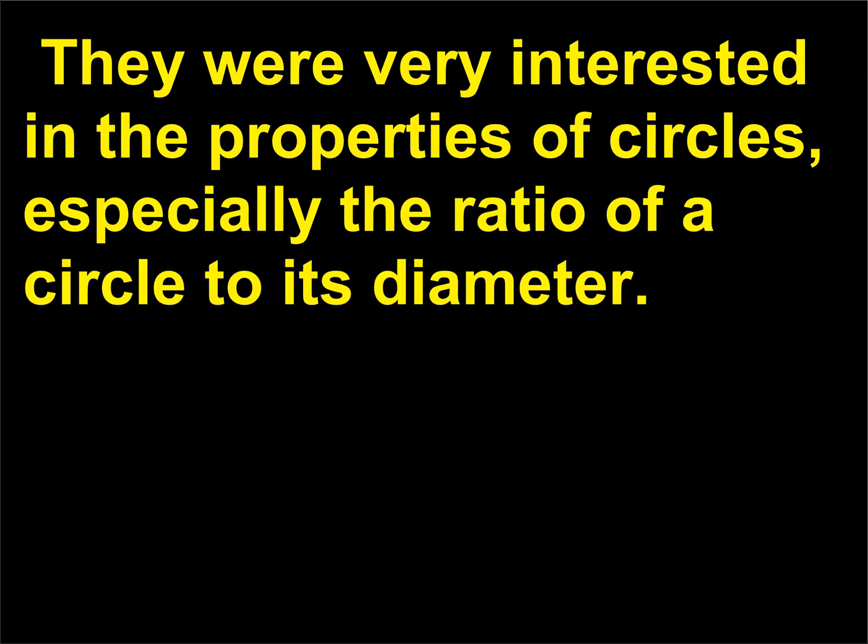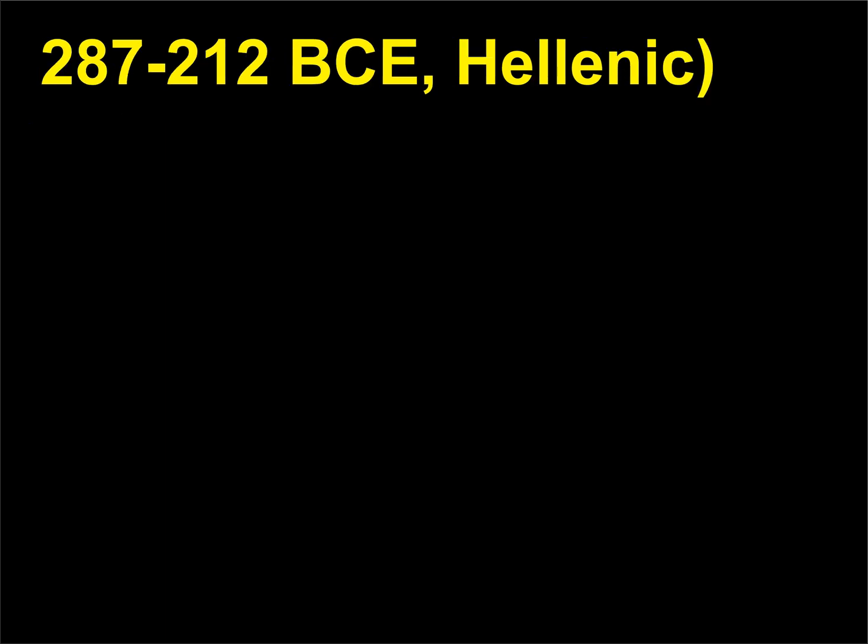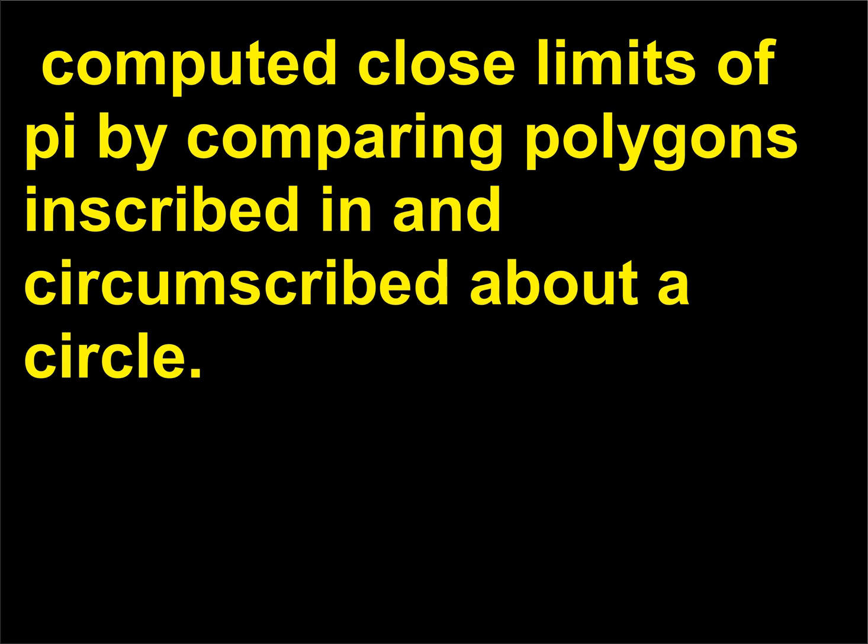But it was the Greeks who promoted the idea of pi the most. They were very interested in the properties of circles, especially the ratio of a circle to its diameter. In particular, Greek mathematician Archimedes, c. 287-212 BCE, Hellenic, computed close limits of pi by comparing polygons inscribed in and circumscribed about a circle.